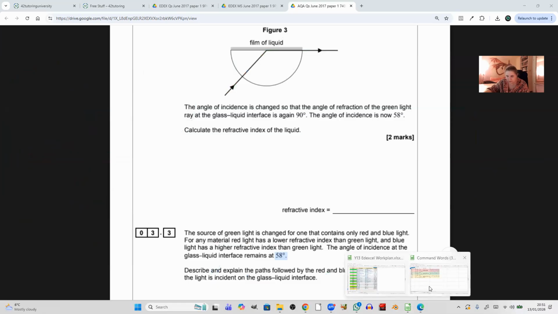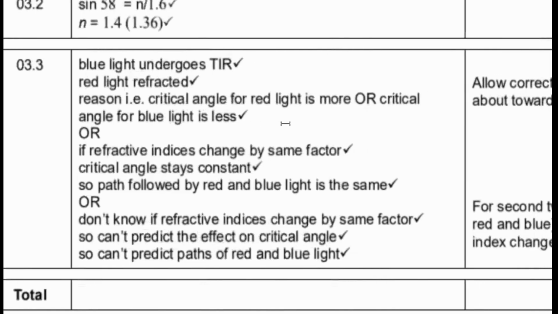This is 3.3. Right, now, can you see some stuff? It's just saying about reflection, but not total internal reflection. Would that risk losing marks? Yes, it would risk losing marks. Okay, so can you see the first bit, this is the description. The blue light undergoes total internal reflection, the red light is refracted. Okay, there is the description. The reason, i.e. the critical angle for the red light is more, or the critical angle for the blue light is less, that gets you the third one.